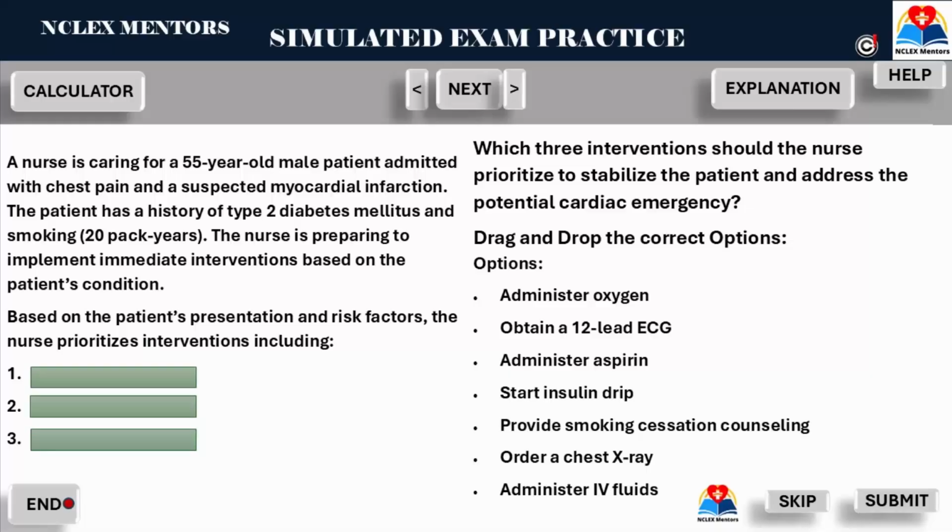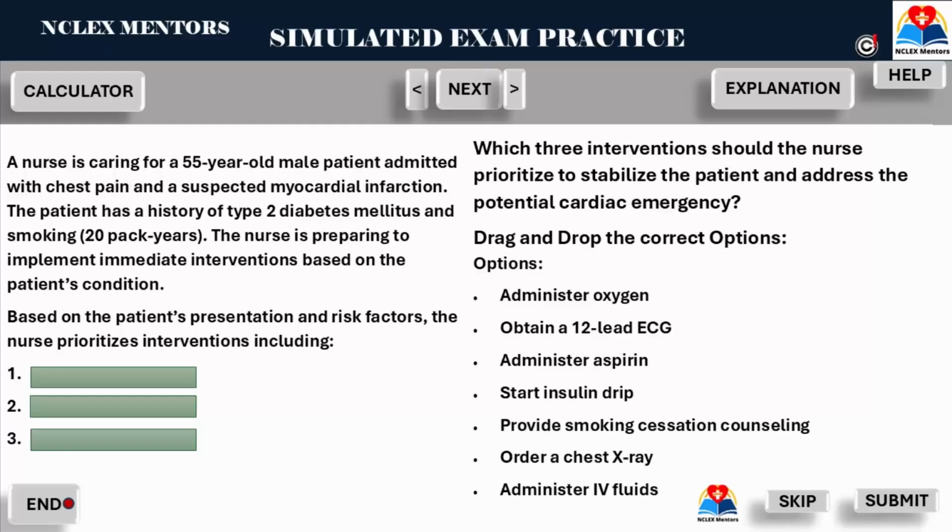NCLEX drag and drop scenario. A nurse is caring for a 55-year-old male patient who has been admitted with chest pain. The pain just started an hour ago and is suspected to be due to a myocardial infarction, or in everyday words, a heart attack. Now, here's a bit more about our patient.